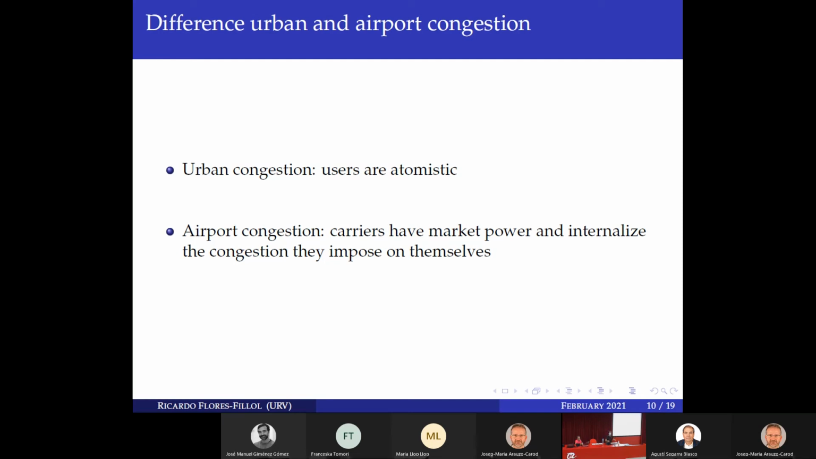In the literature of congestion, probably the most important area is internalization: to which extent operators internalize congestion. And in airports, you have this phenomenon. Typically these are oligopolies, so you have few operators in an airport, and they internalize the congestion they impose on themselves, but not the congestion they impose on the others. So this is the kind of issue you have to take into account in this case.